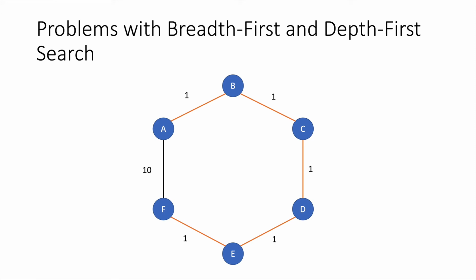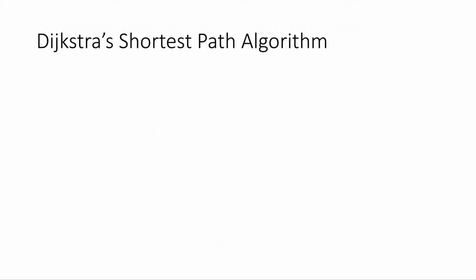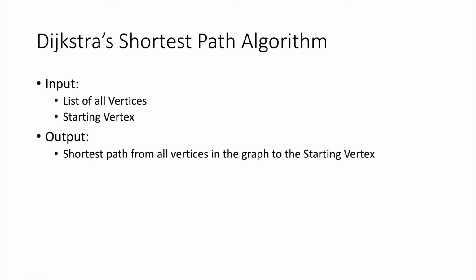Neither of these algorithms look at weight information when they're selecting their edges, so there's no way to know if the paths they find will be actually the shortest paths. An example of an algorithm that can find the shortest paths is Dijkstra's shortest path algorithm. The input for this algorithm is a list of all vertices in the graph and a starting vertex. And the output is the shortest path from all vertices in the graph to the starting vertex.